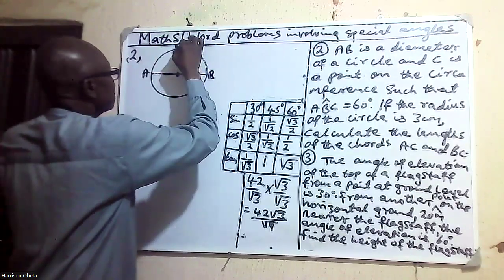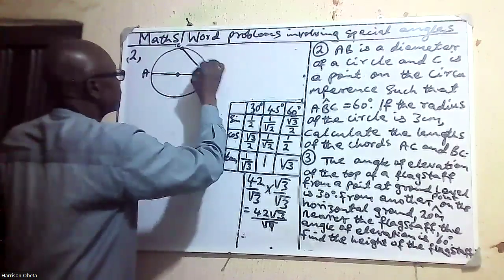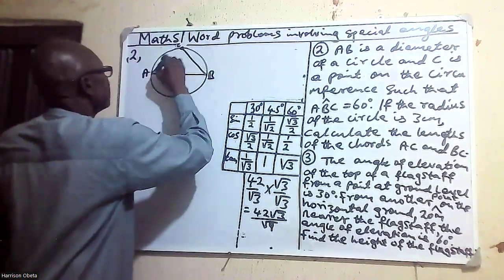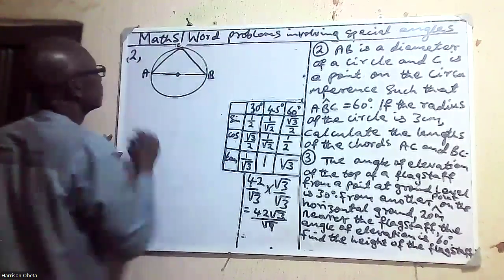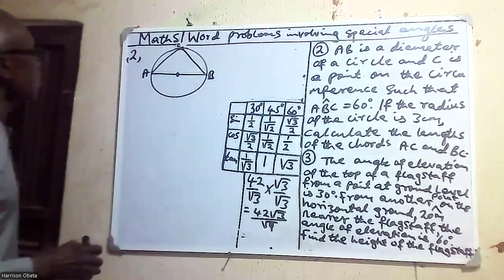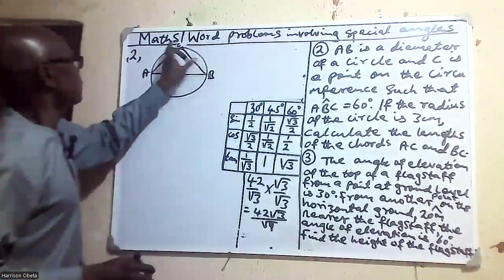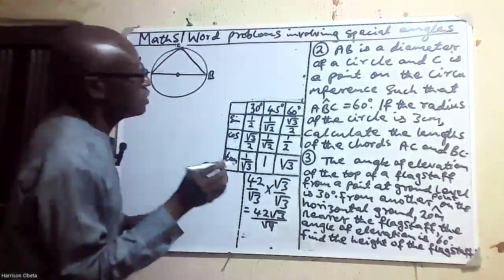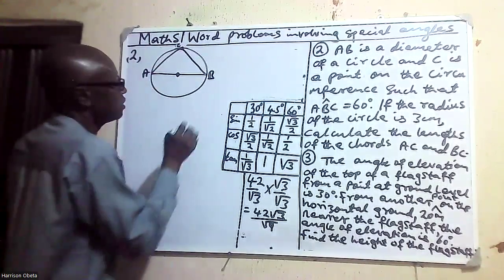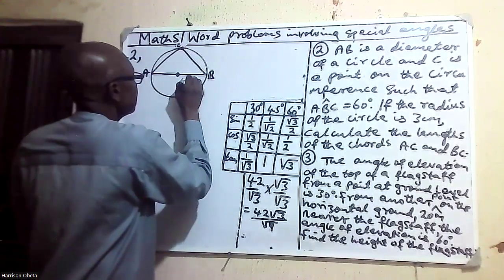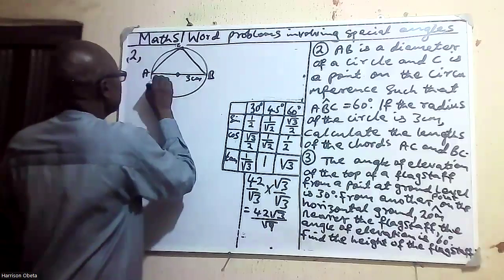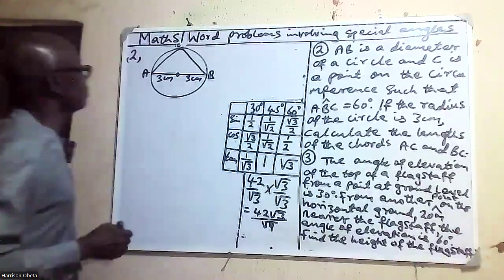And then we have this. Then we have this. So we're now having our ABC. And then we are told that the radius is 3 cm. That means from here to here is 3 cm. And this is another 3 cm.